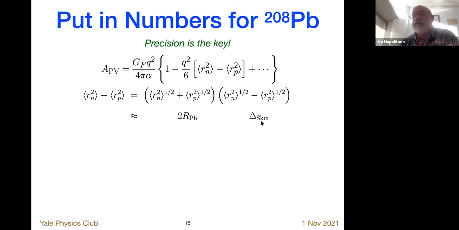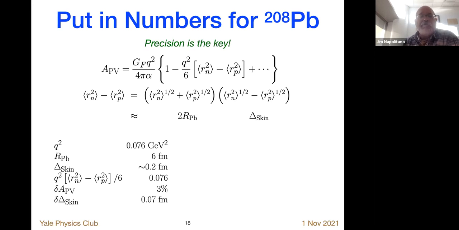And this really is the skin thickness, the difference in the RMS distributions for the neutrons minus that for the protons. You put in some of the numbers. This is the momentum transfer we ran at, what the radius is for lead. A 3% measurement of this small parity violating asymmetry gives us a 0.07 Fermi skin thickness. The skin thickness is about 0.2 Fermis.